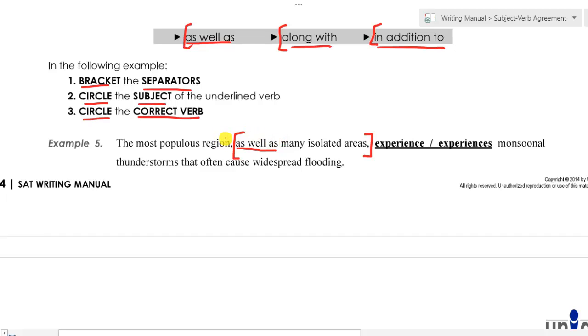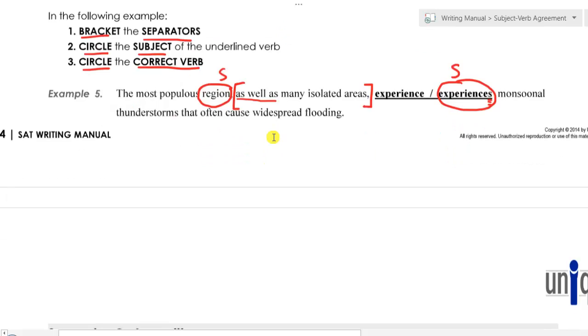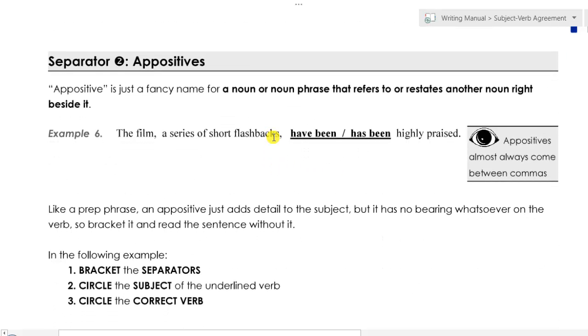We read the sentence again, the most populous region, so there's our subject. The region experiences monsoonal thunderstorms. So we have a singular subject. We need the singular verb. Do remember one more time that in English our singular verbs have S's on them, so that's why we need the region experiences. That was example 5. So that's your prepositional phrase separator.